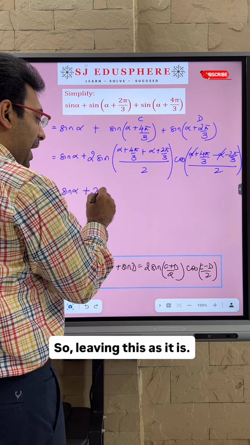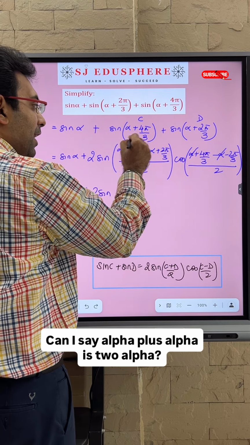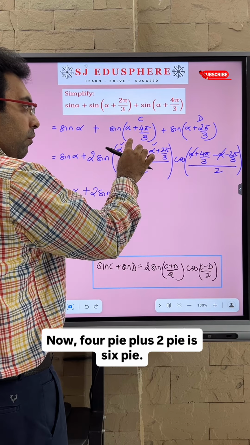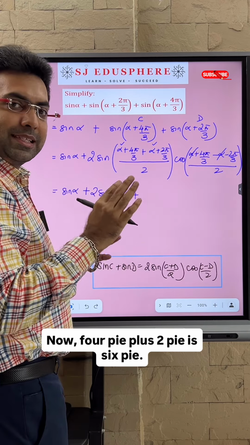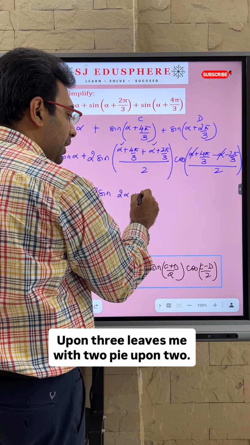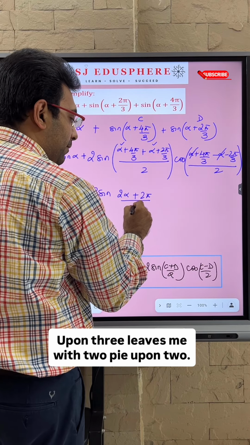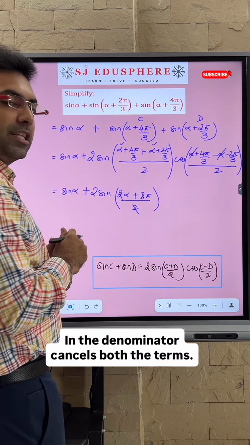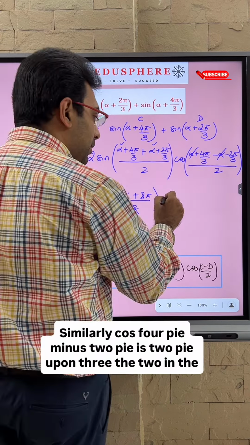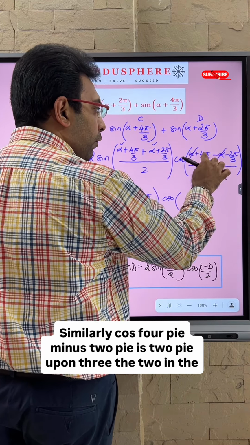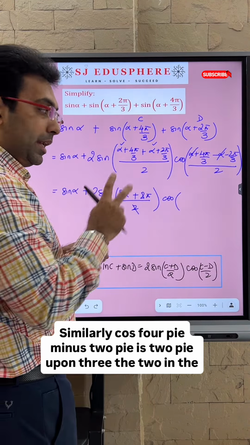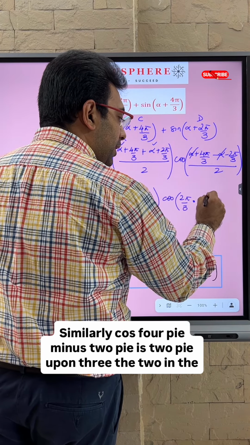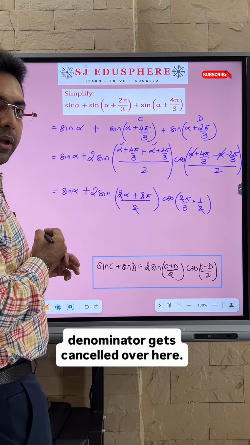So leaving this as it is, can I say alpha plus alpha is 2 alpha? Now 4 pi plus 2 pi is 6 pi. Upon 3 leaves me with 2 pi upon 2. This 2 in the denominator cancels both the terms. Similarly, cos 4 pi minus 2 pi is 2 pi upon 3. The 2 in the denominator gets cancelled over here.